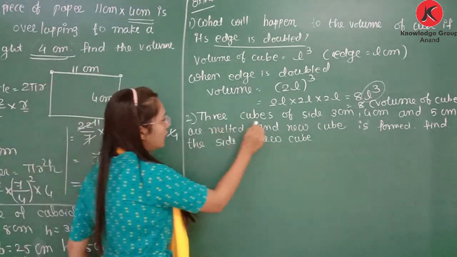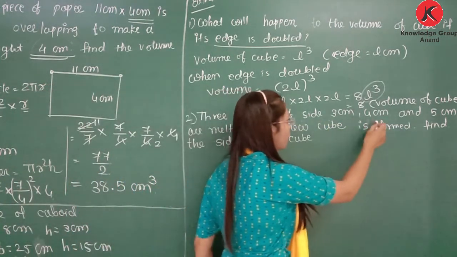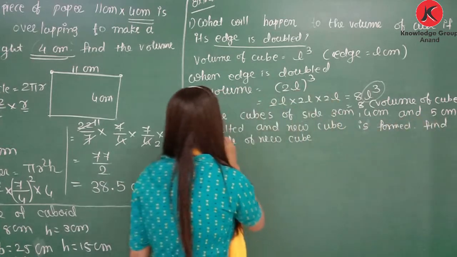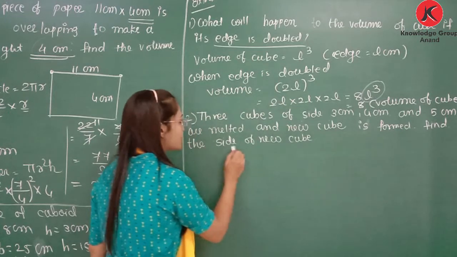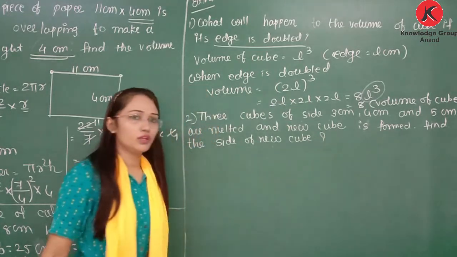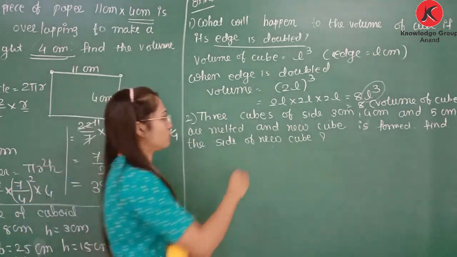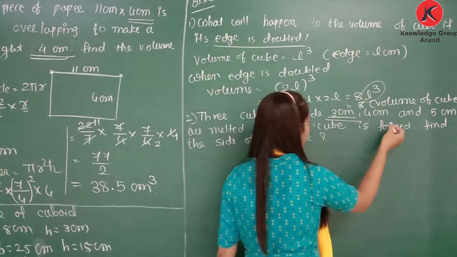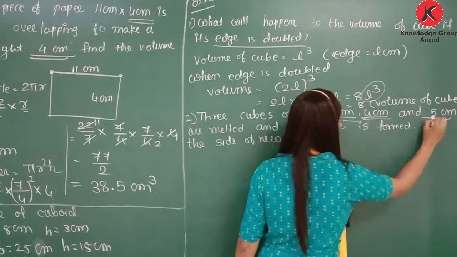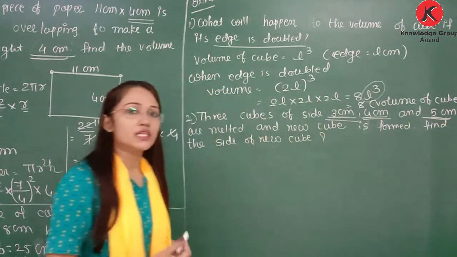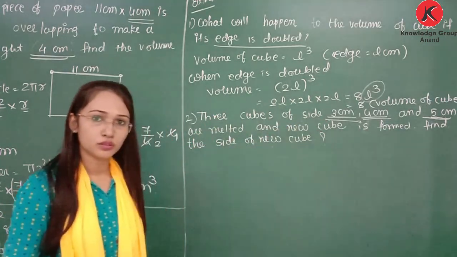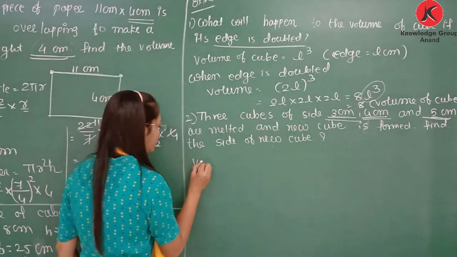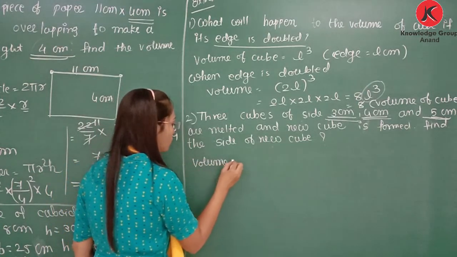Now next, 3 cubes of side 3 cm, 4 cm and 5 cm are melted and a new cube is formed. Find the side of the new cube. So here 3 cubes are there, for which one side is 3 cm, another is 4 cm and another is 5 cm. They are melted. So first of all we need to find the volume of all three cubes.